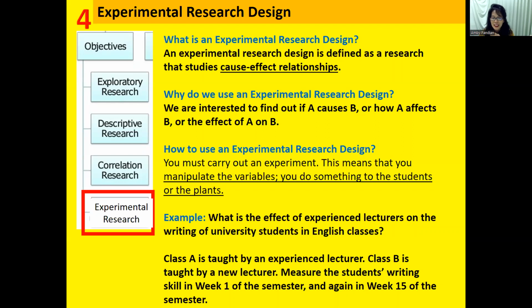Okay, let's say we do a study, the effect of experienced lecturers on the writing of university students in English classes. Class A, taught by an experienced lecturer. Class B, a new lecturer. And you measure the students' writing scores in the beginning and in week 15 of the semester. But make sure the 2 persons have the same personality. Maybe both are boring. You cannot have one interesting one. Maybe the experienced lecturer is very old and boring, and then class B is taught by the young lecturer who is very interesting. The personality could make a difference, so you must control certain variables, okay?